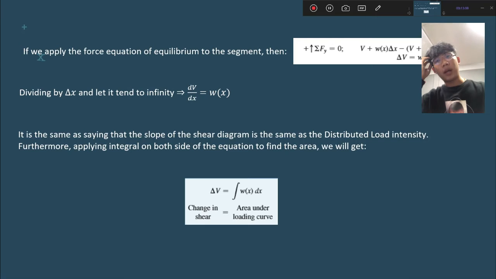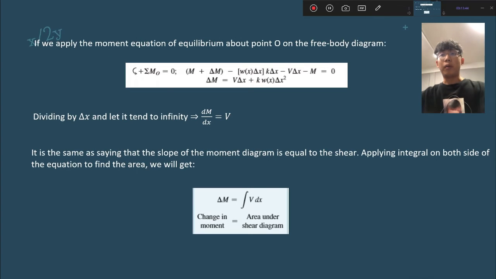Furthermore, we apply the integral to both sides to solve the equation to find delta V. After applying the integral, we find that delta V is equal to the integral of w(x) dx, or we can say it's the change in shear. Delta V is the change in shear, and the integral of w(x) is used to find the area under the loading curve w(x).